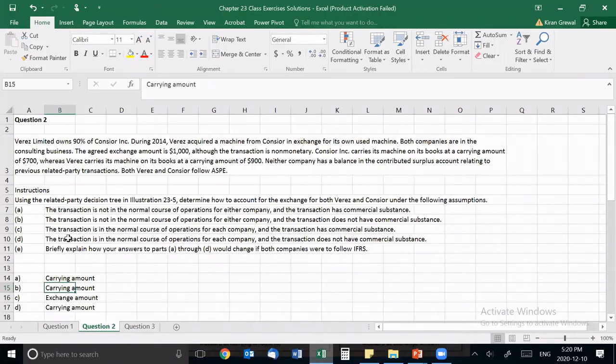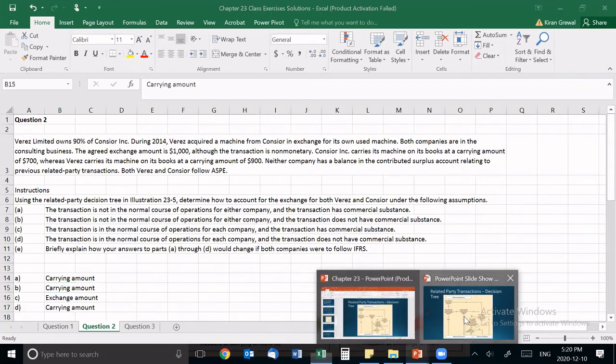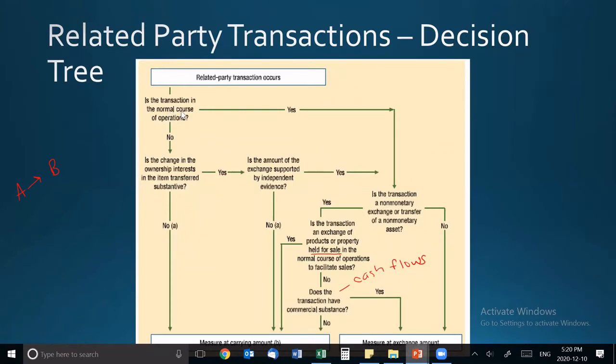Part C says the transaction is in the normal course of operations. Assume that they do buy and sell machinery normally, and the transaction has commercial substance. So is the transaction in the normal course of operations? Yes. Is the transaction non-monetary? Yes, it's an exchange of a machine for a machine.